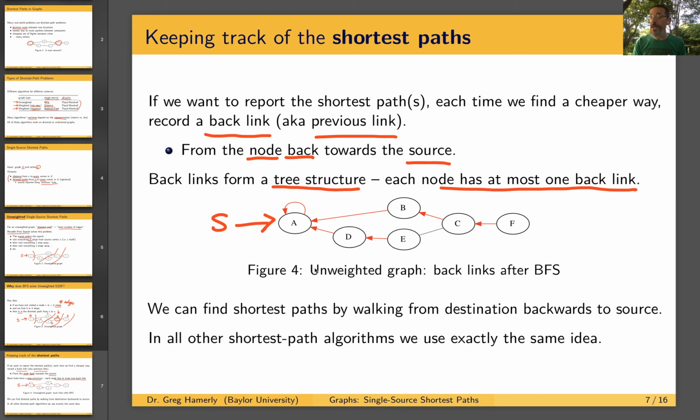Now, what does this tree structure of backlinks give us? Well, it gives us an easy way to find these shortest paths by walking backwards through the graph, from the destination backwards towards the source. So if I wanted to know the shortest path from A to F, I would go to the destination, which is F, and walk backwards from F to C, C to B, B to A. And then A's self-link or self-loop tells me that it is the source, so I can stop looking there. And as I mentioned, all other shortest path algorithms use exactly the same idea. So we won't really revisit this again, but you can use this idea throughout all of the shortest path algorithms that we're talking about.